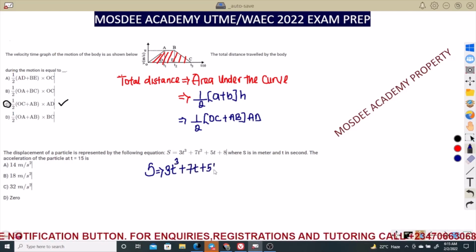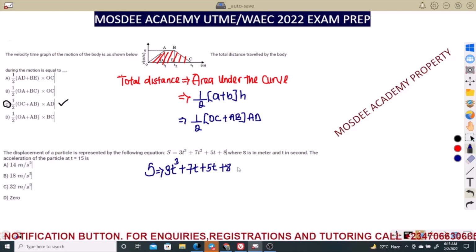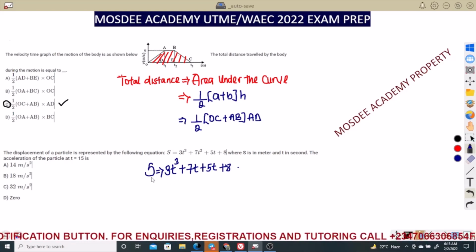Acceleration is the rate of change of velocity with time. We are given a displacement time graph. So what do we do? If we differentiate the displacement time graph, we are going to get velocity. If we differentiate the velocity time graph, we are going to get acceleration.